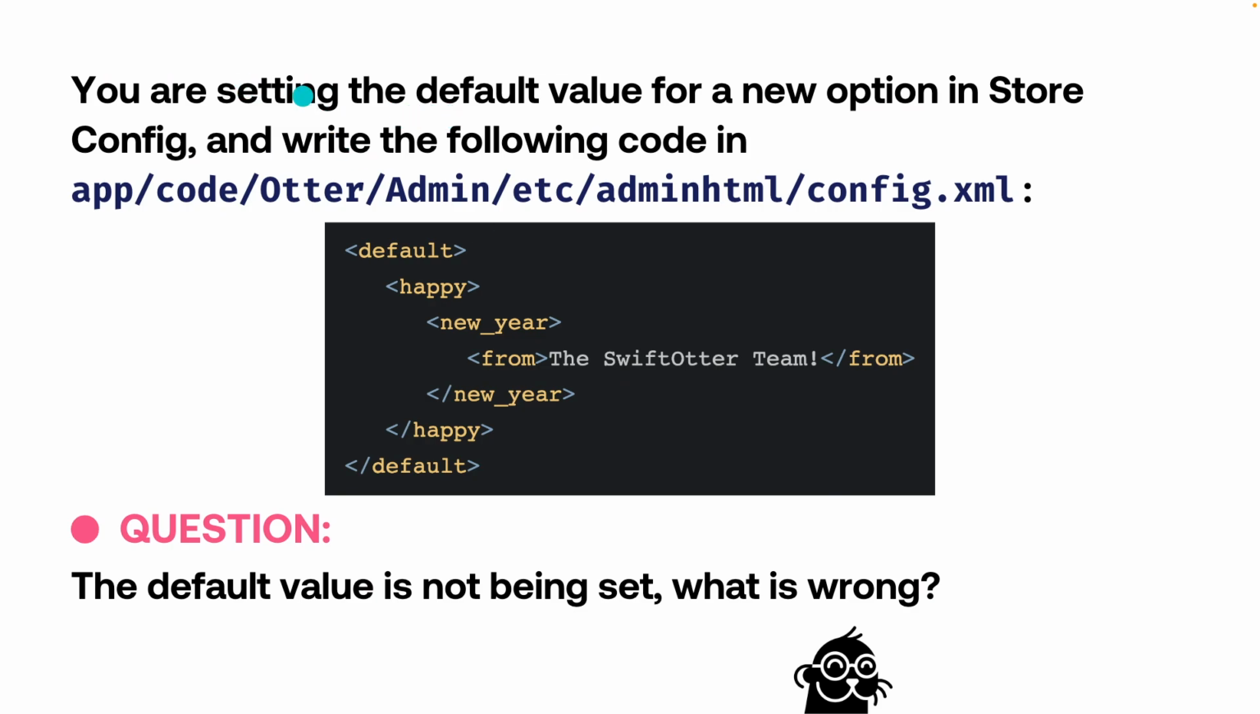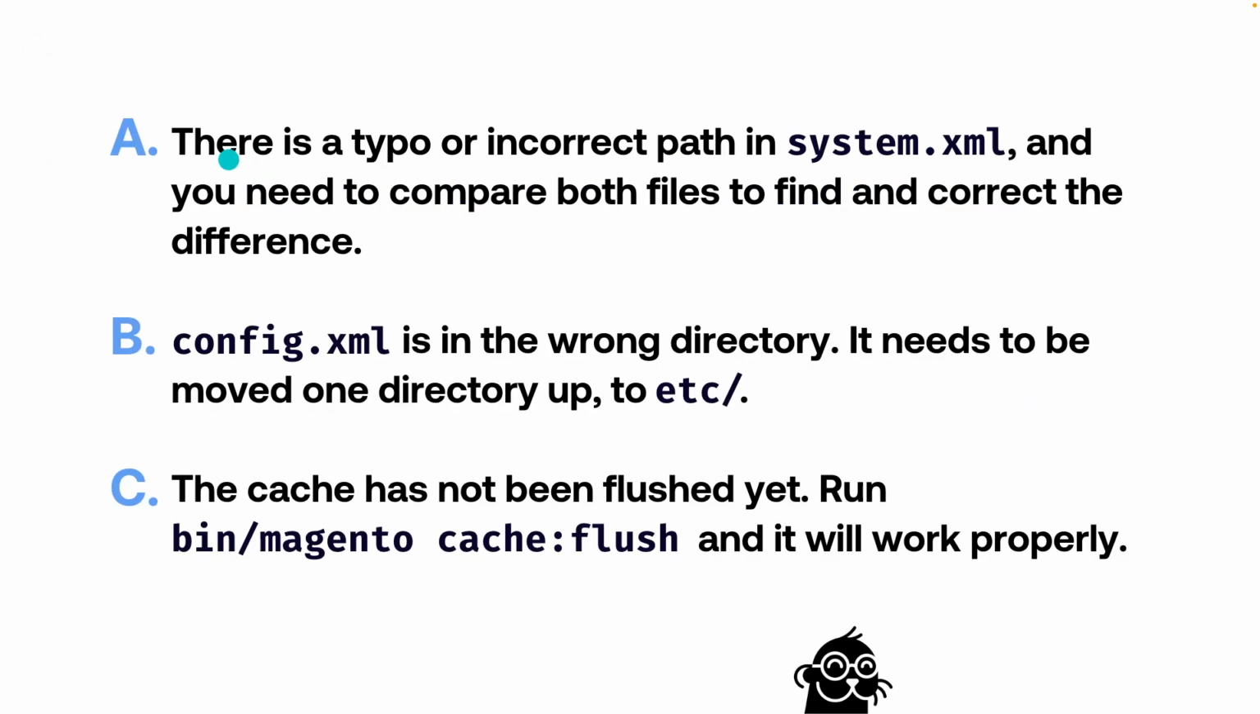You are setting the default value for a new option in store config and write the following option in this path here. So we drop this code in, and the problem is the default value is not being set. What is wrong? What are our answers? There is a typo or incorrect path in system.xml. You need to compare both files to find and correct the difference.